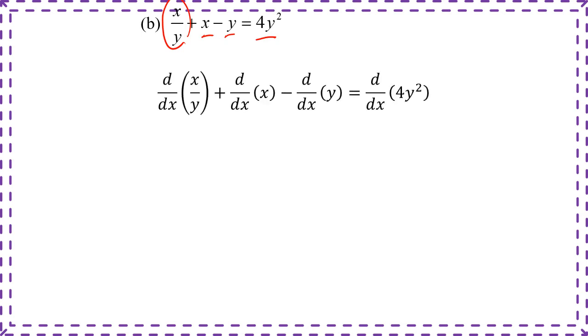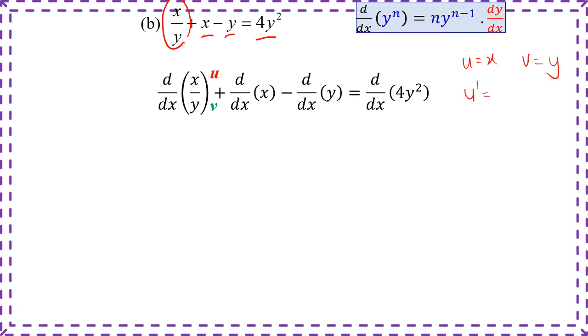Okay, now for question B. So we have x over y plus x minus y equal to 4y squared. So everything here will be easy for you guys, but this x over y is a fraction. So what we need to do to differentiate x over y, we have to apply the quotient rule. So u equal to x, v equal to y. So u prime equal to 1, v prime equal to dy/dx.